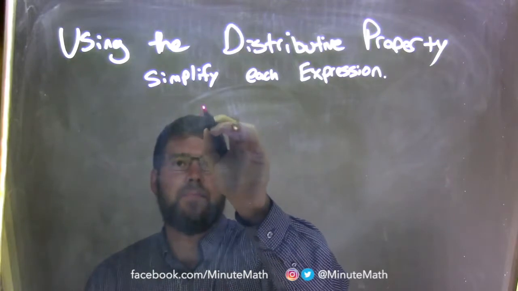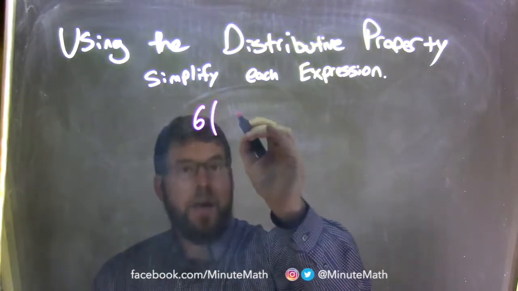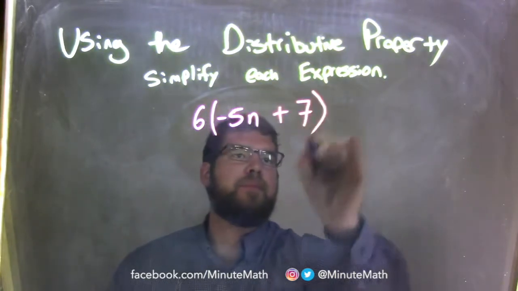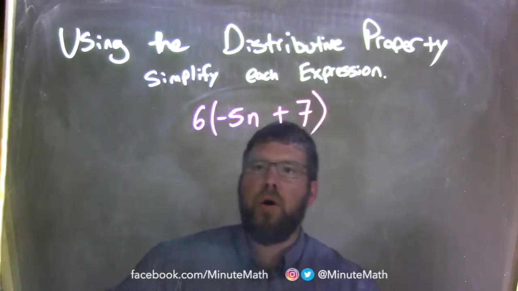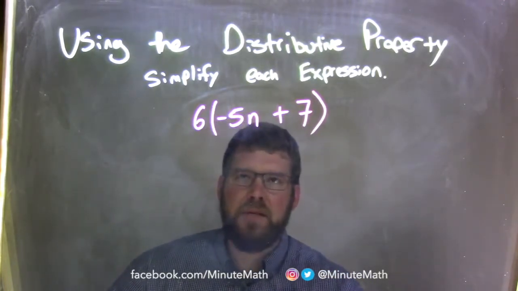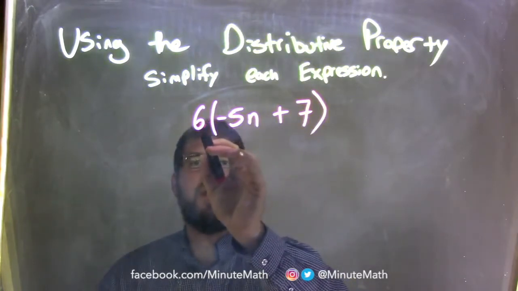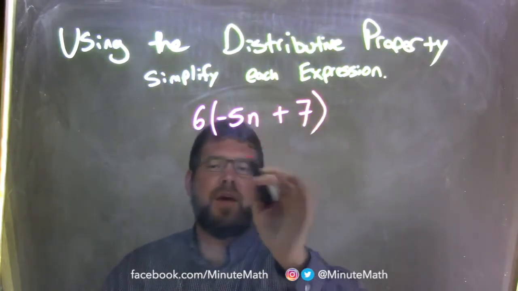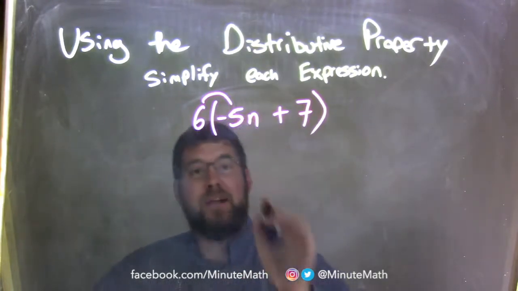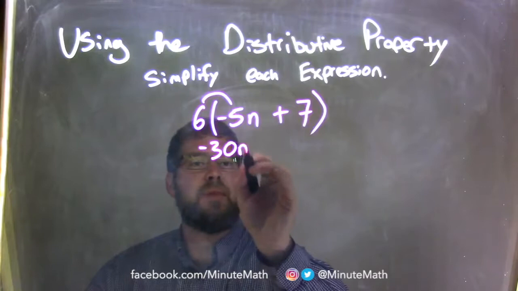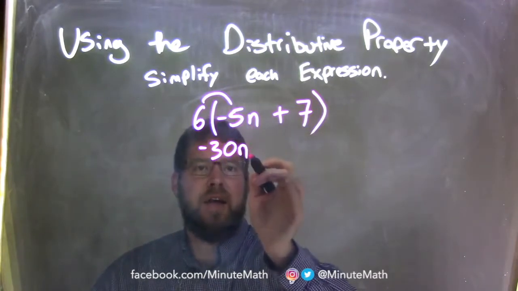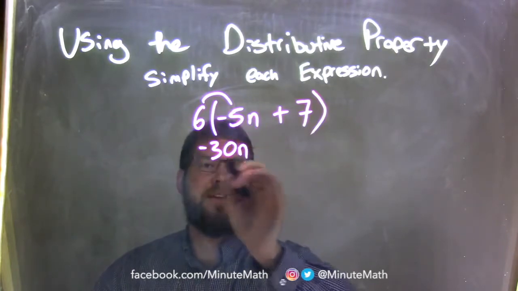6 times -5n plus 7. Okay. Well, again, inside the parentheses, they're not like terms, so we cannot add them together. But we can multiply the 6 times whatever the parenthesis is. To do that, we have to distribute 6 times -5n. Comes out to be -30n. All right, 5 times 6 is 30. Keep it negative. The n is there, so 6 times -5n is -30n.